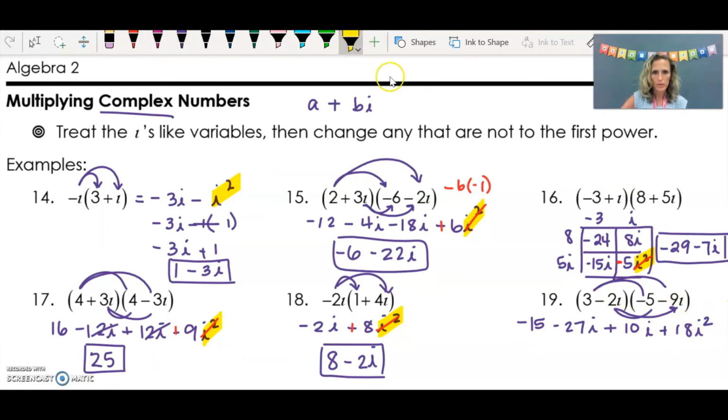I'm going to get rid of that i squared by, in my mind, replacing it with negative 1, which is changing this to a negative 18. And then I have negative 15 and negative 18, which is negative 33, and negative 27i and positive 10i, which is negative 17i.